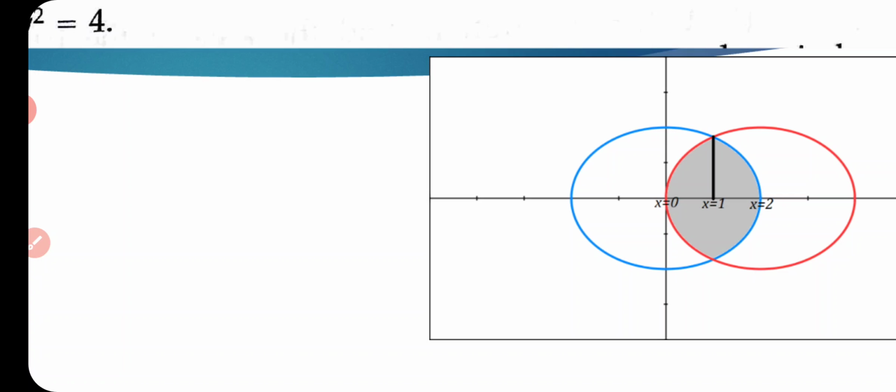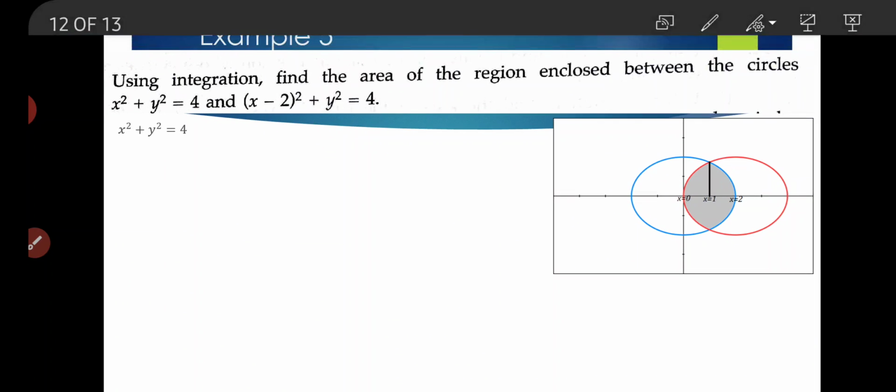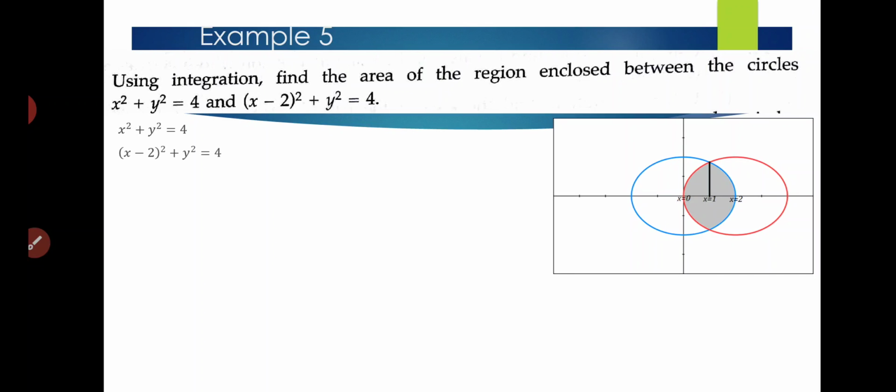So therefore I need to multiply it by 2 to get the total area, as the figure is symmetric. So therefore, let me just write things down like this. And yes, obviously, how to know that this point is 1? Because the point of intersection comes out to be 1 comma plus minus root 3. So therefore I know that the points where both the curves intersect, the x coordinate is 1.